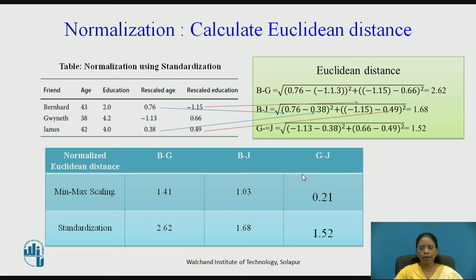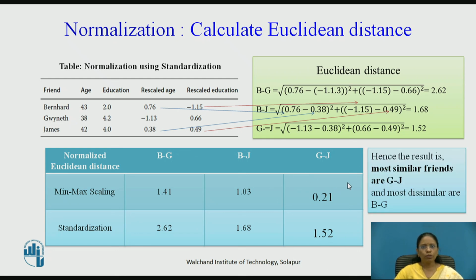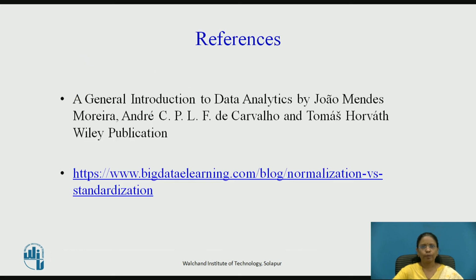Now I can see that the most similar friends, of course, are Ganit and James and not Bernhard and James. And the most dissimilar friends are Bernhard and Ganit. So this is the conclusion, which is really very correct when we normalize the data. So this is the minimum value.